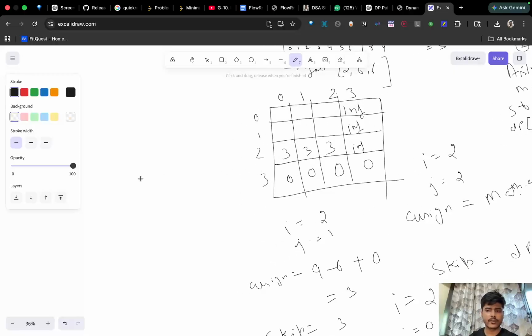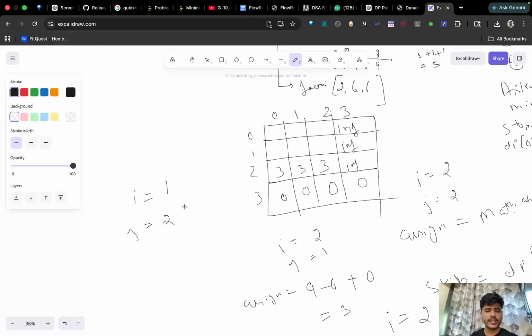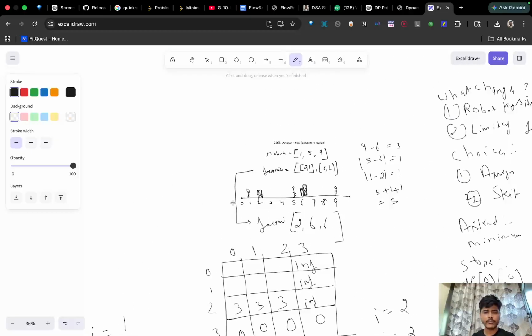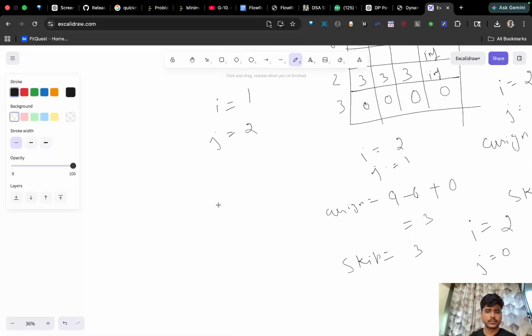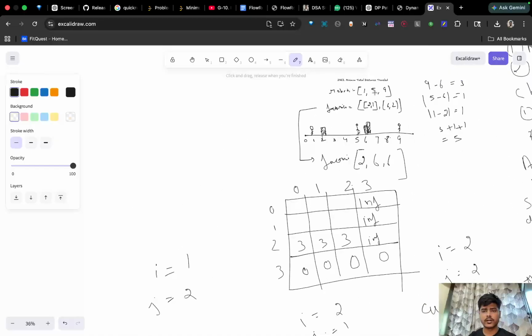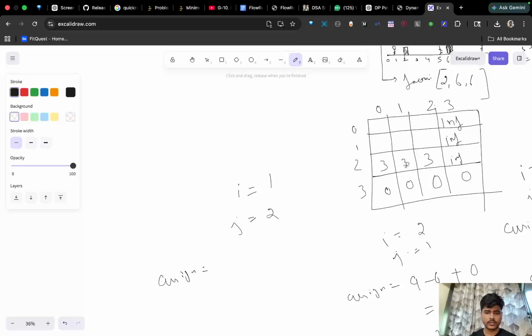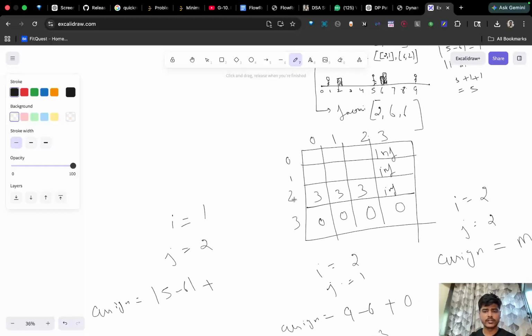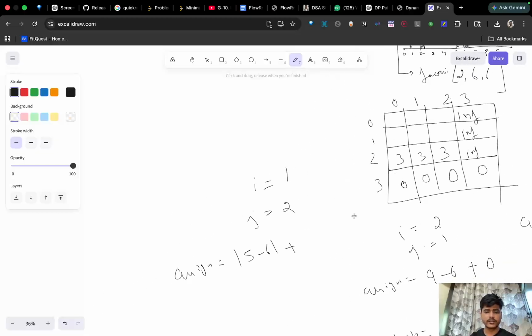Now coming to the second row, i equal to 1 and j equal to 2. What if I assign my first robot, that is at position number 5, to the third factory at position number 6? If I assign my first robot to the second factory, then the abs of 5 minus 6 is 1, plus the answer for i 2 and j 3, 2 and 3, it's infinity.